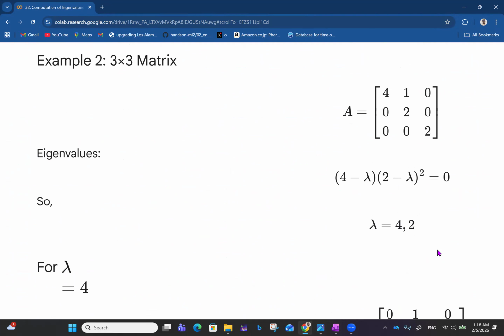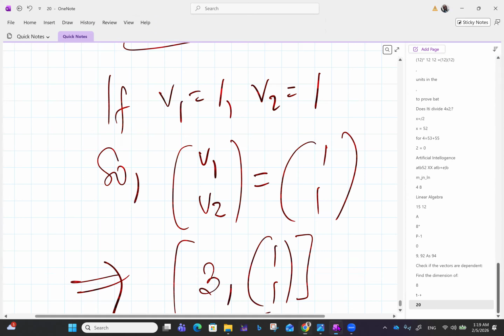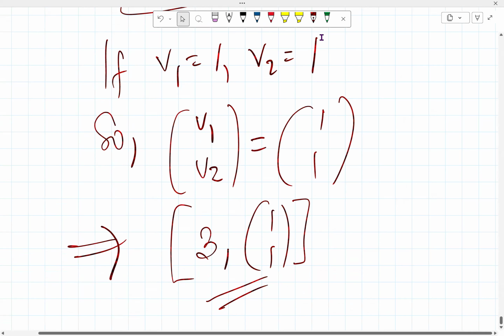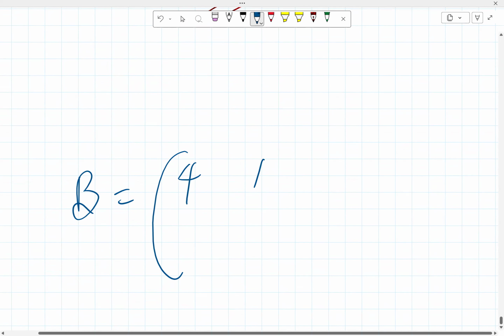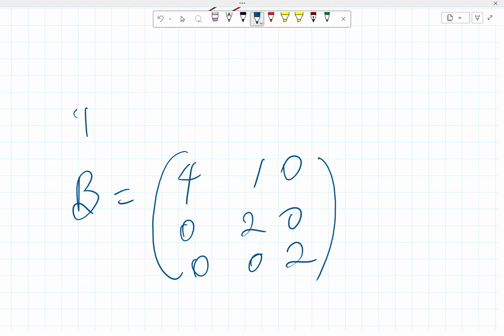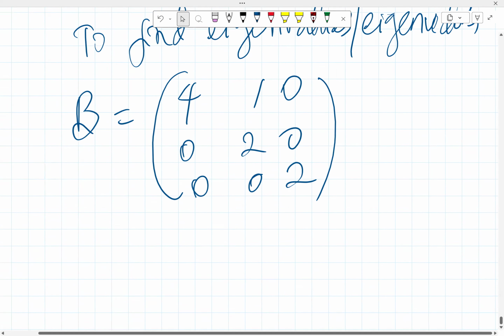So for a 3 by 3 matrix, it's the same process. So you just have 4 1 0, 0 2 0, 0 0 2. Maybe I should try to work that out as much as I can. So let's say you have B to be 4 1 0, 0 2 0, 0 0 2, and we want to find the eigenvalues and eigenvectors. I may not go into all the detail, I'll just do the sketches.